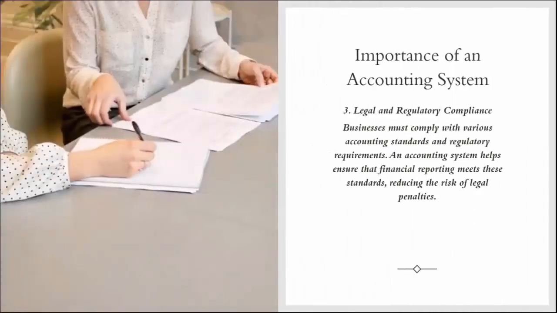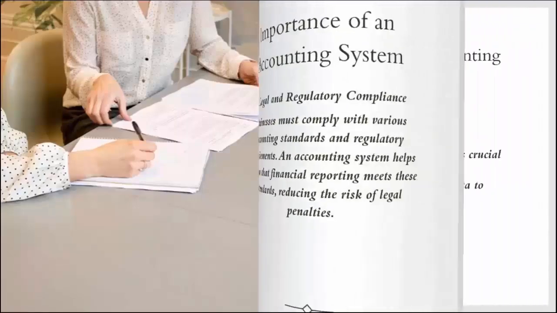3. Legal and regulatory compliance. Businesses must comply with various accounting standards and regulatory requirements. An accounting system helps ensure that financial reporting meets these standards, reducing the risk of legal penalties.